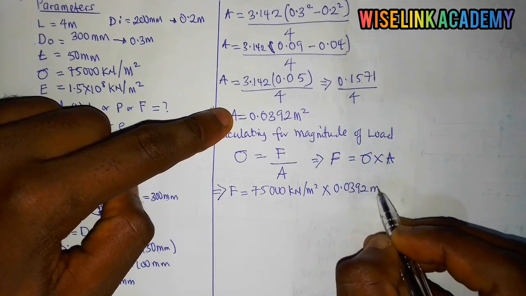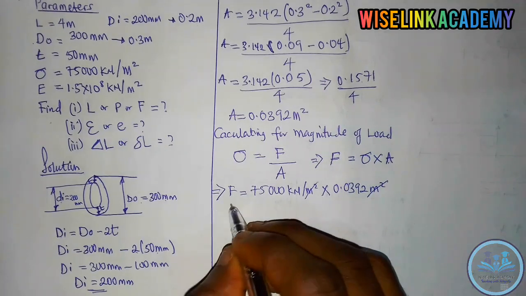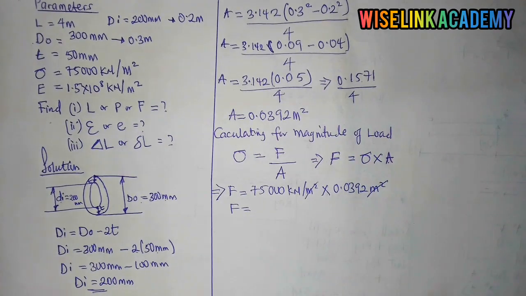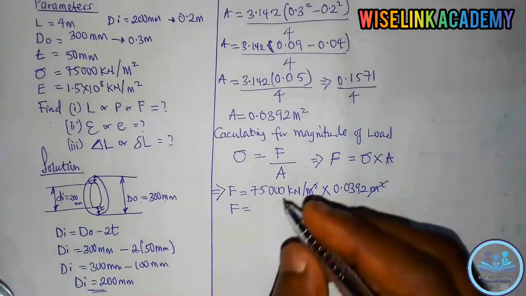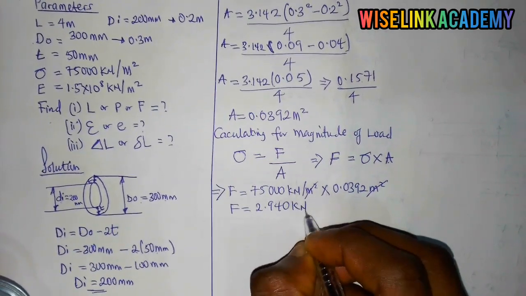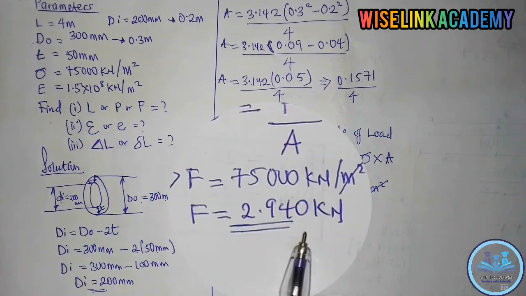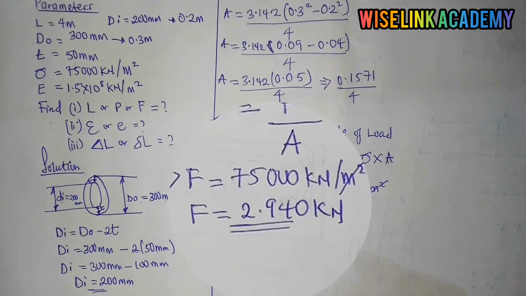0.0392 meter square. So meter cancel, meter square and meter square. So my F will finally be 2.940 kilonewton. So our force is successfully this. Now let's calculate for the second one.